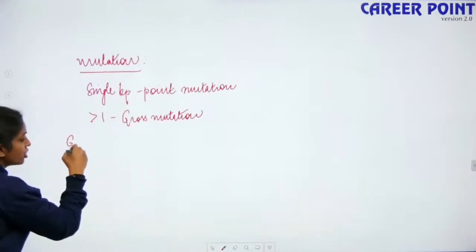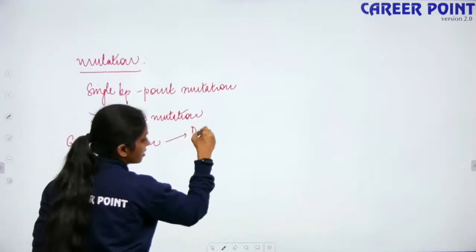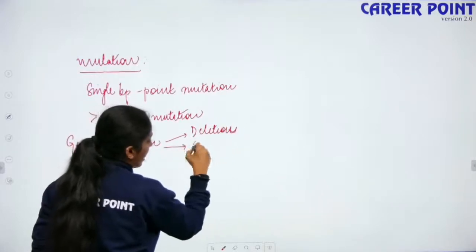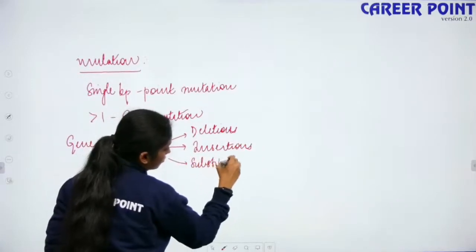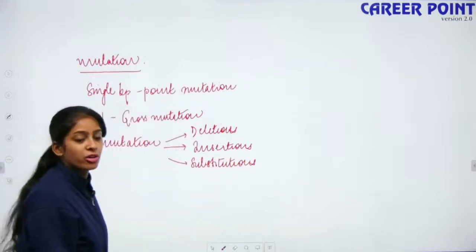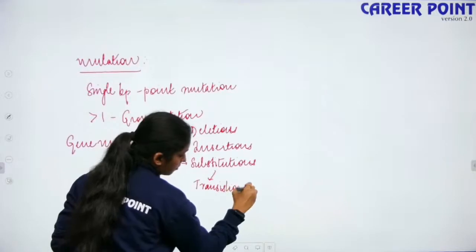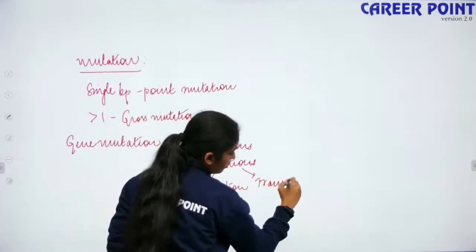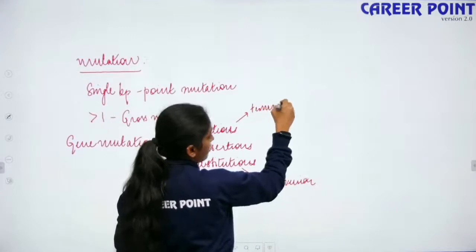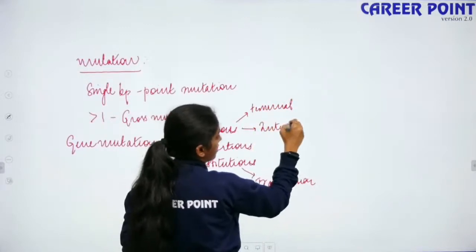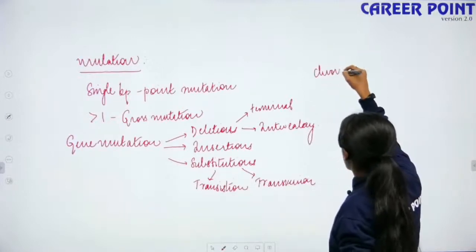Here we spoke about gene mutations. Gene mutations can include chromosomal mutations. It can have deletions, insertions, and substitutions. Substitutions are of two types: transition and transversion. For deletions, you have terminal deletion if it is deleted from the ends, and intercalary deletions. And then you have chromosomal mutations which can occur.